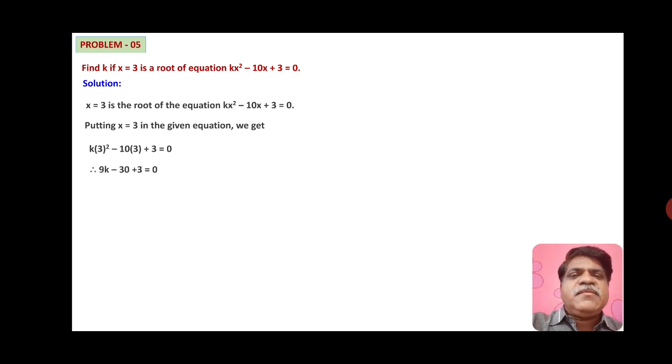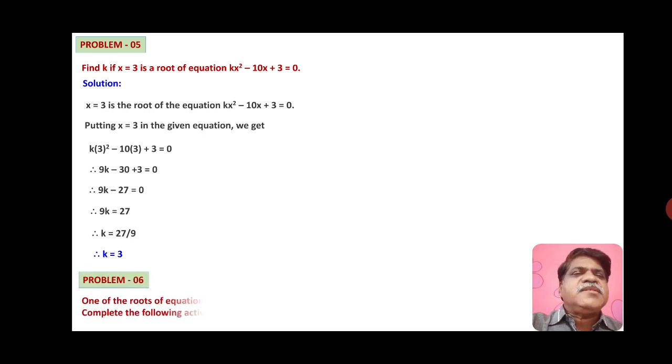Therefore, 9k minus 30 plus 3 is equal to 0. Therefore, 9k minus 27 is equal to 0. Minus 30 plus 3 is minus 27. Therefore, 9k is equal to 27. Therefore, k is equal to 27 upon 9. Therefore, you are getting k is equal to 3.